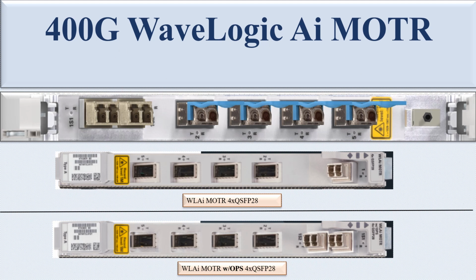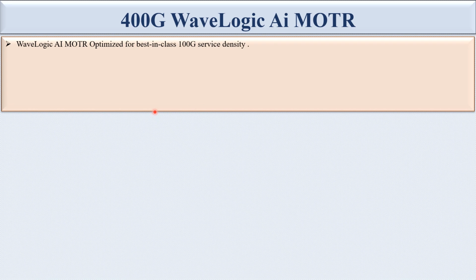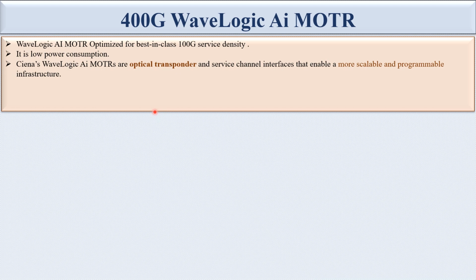Okay, moving to the next slide. Ciena's 400G WaveLogic AI MOTR card. The WaveLogic AI MOTR is optimized for best-in-class 100G service density. It has low power consumption. Ciena's WaveLogic AI MOTR are optical transponder and service channel interfaces that enable a more scalable and programmable infrastructure.